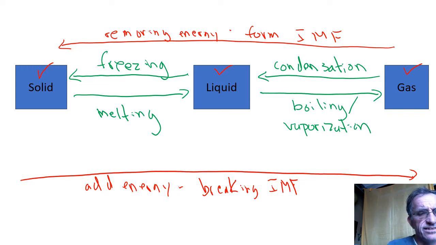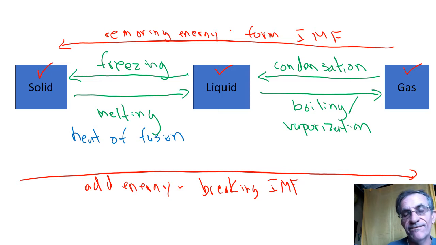So the energy to take a solid and turn it into a liquid is called the heat of fusion. That's the energy it takes to have a solid turn into a liquid. There's a symbol for it, by the way. It's delta H FUS, for fusion.